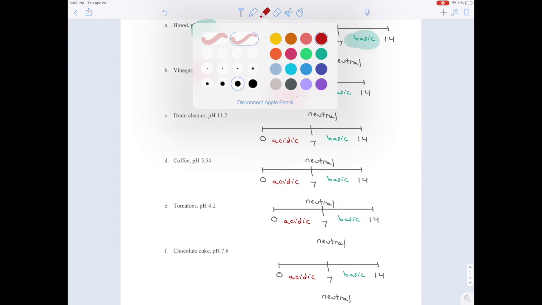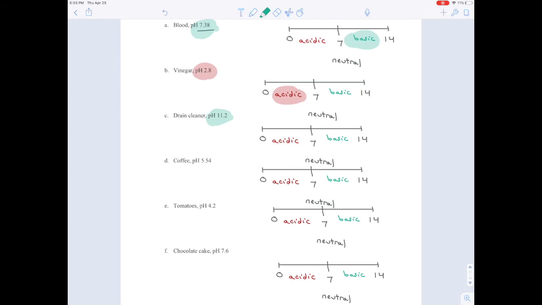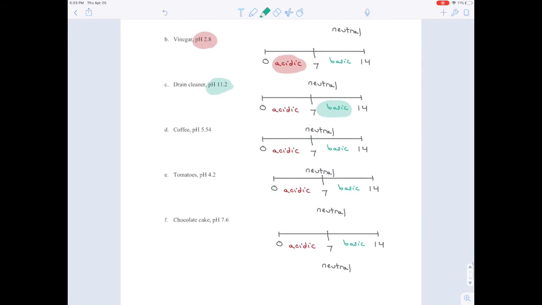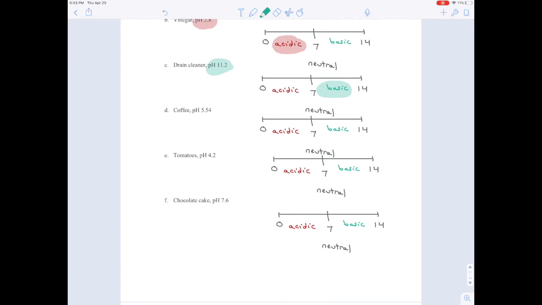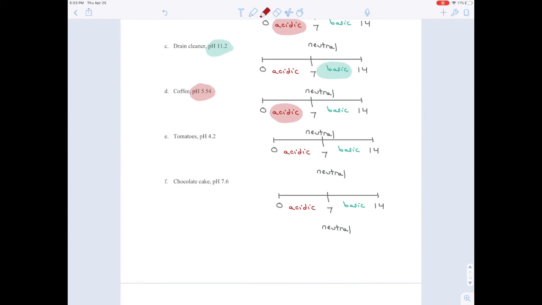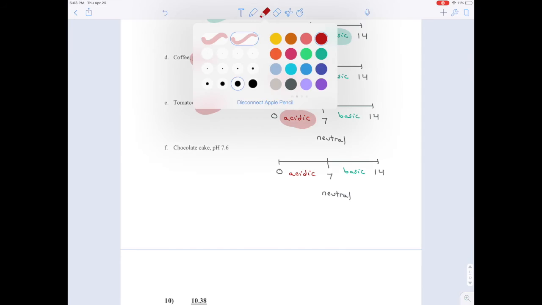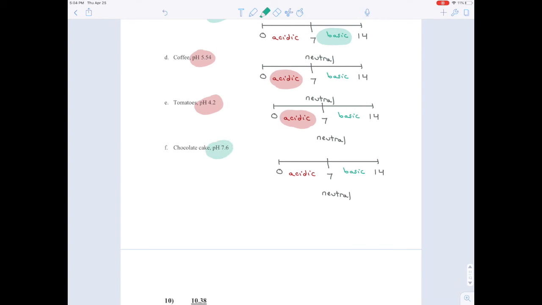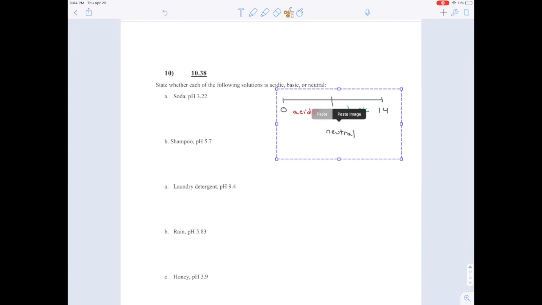C, drain cleaner, pH 11.2. That is higher than 7, so it is basic. Coffee, pH 5.54. That is lower than 7, so it is acidic. Tomatoes, pH 4.2. That's lower than 7, so it is acidic. Chocolate cake, pH 7.6. That is higher than 7, and so it is basic. And so that is how you would solve these questions for question 9.